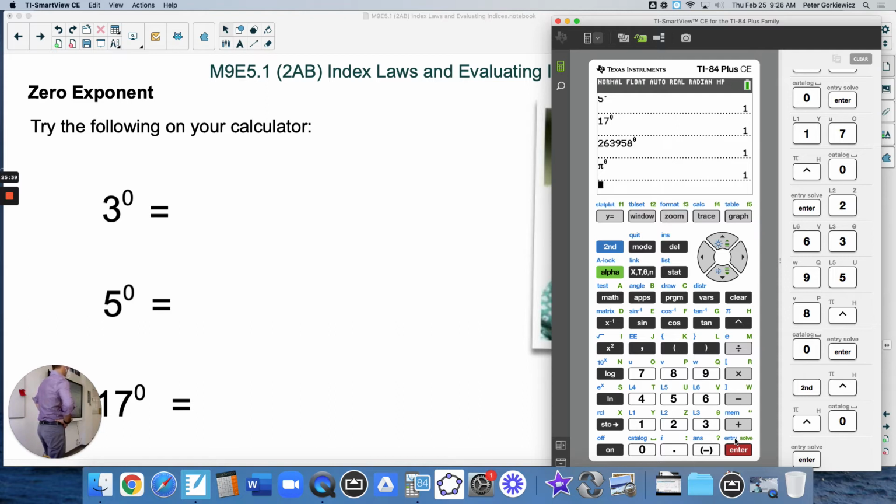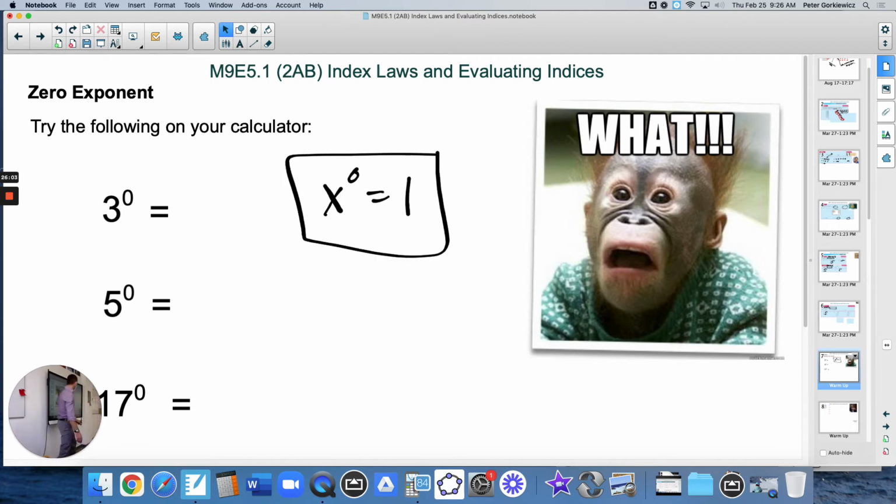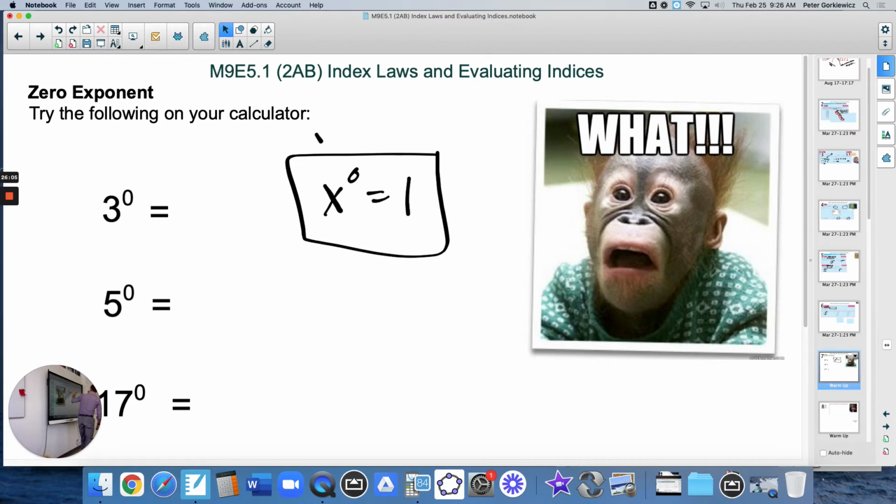So, it looks like anything to the 0th power is 1, except for 0. That's weird. But try it, your calculator will explode. That's the one little glitch, and we'll talk about that later. But anything to the 0 power is 1. So maybe write that down: x to the 0. It's our index law number 4 out of 15.